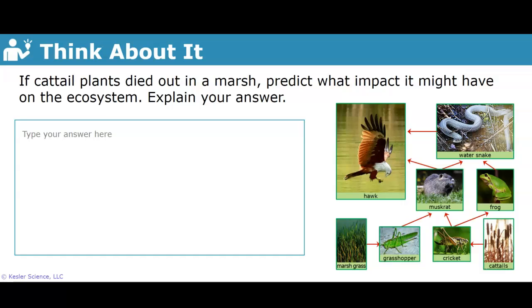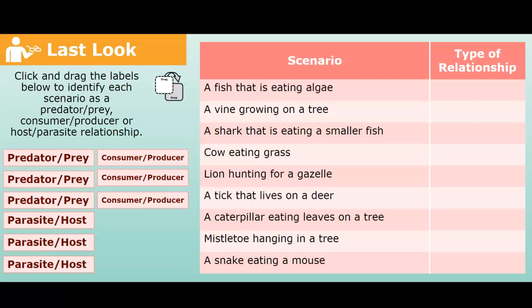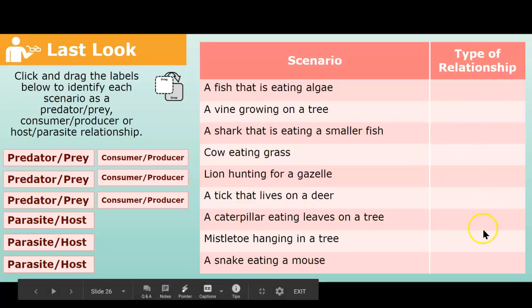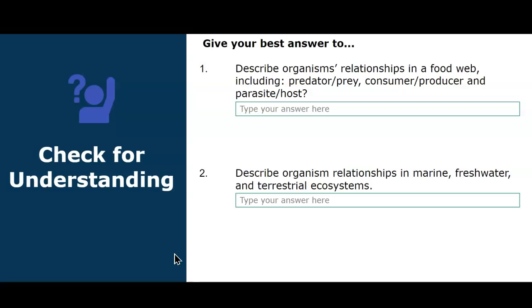Predict what could happen if cattail plants died out in a marsh, using this food web. Now you're going to drag these labels over into the correct type of relationship, and then answer these questions to the best of your ability. This really helps me to see if you're understanding the information that has been presented to you.